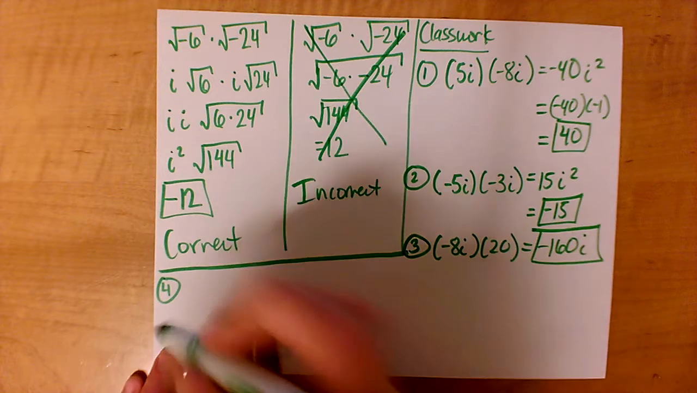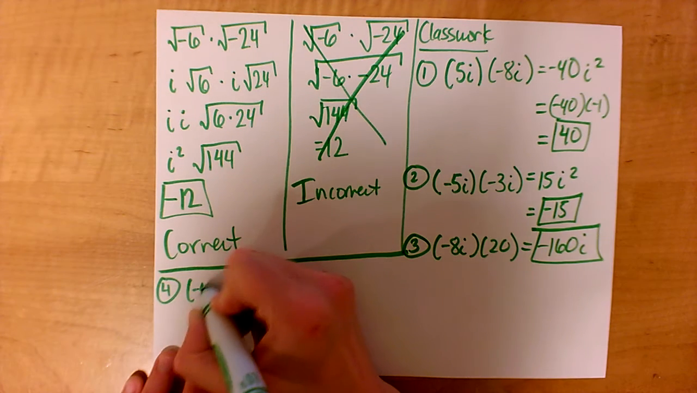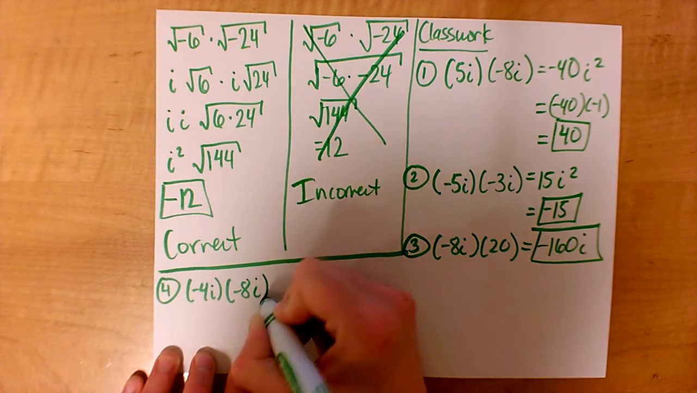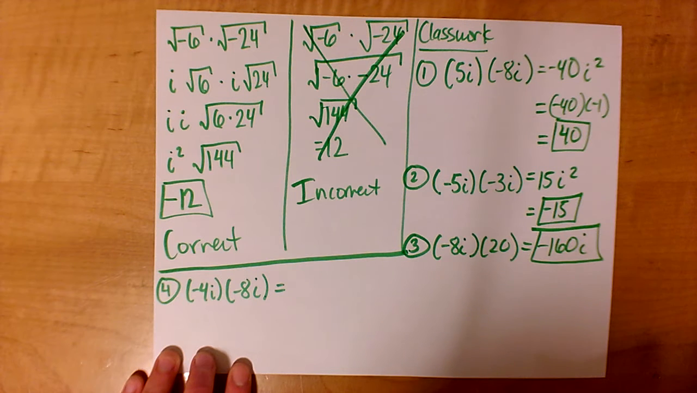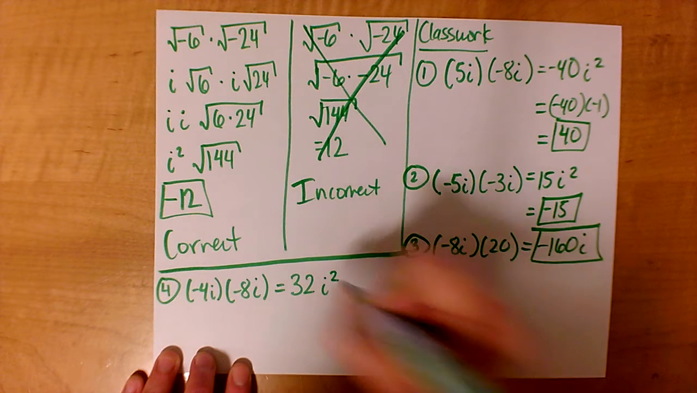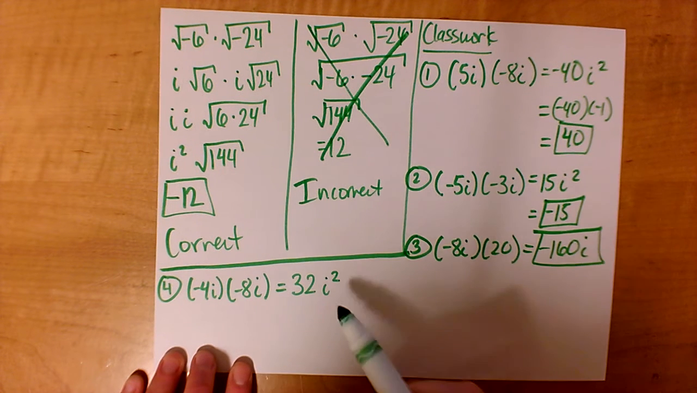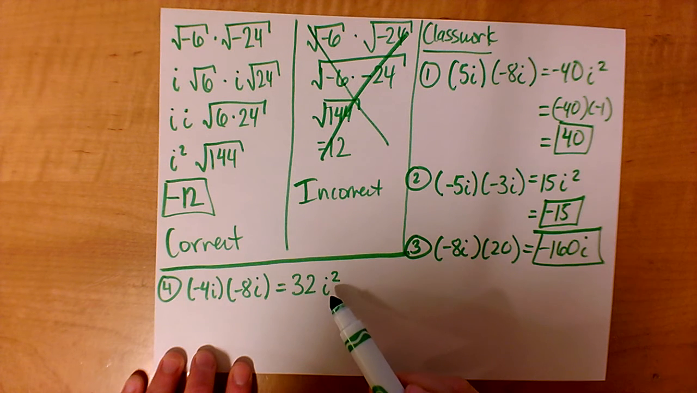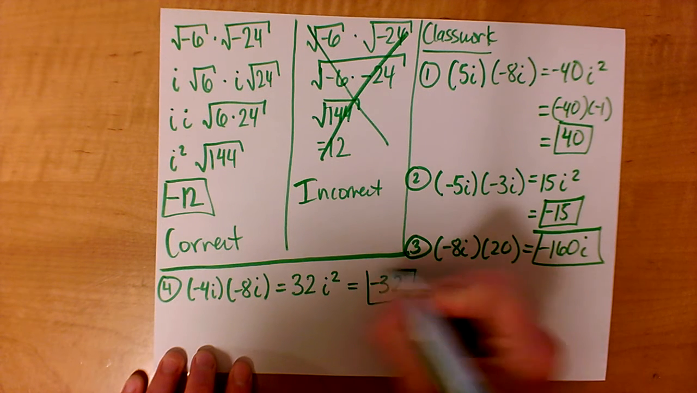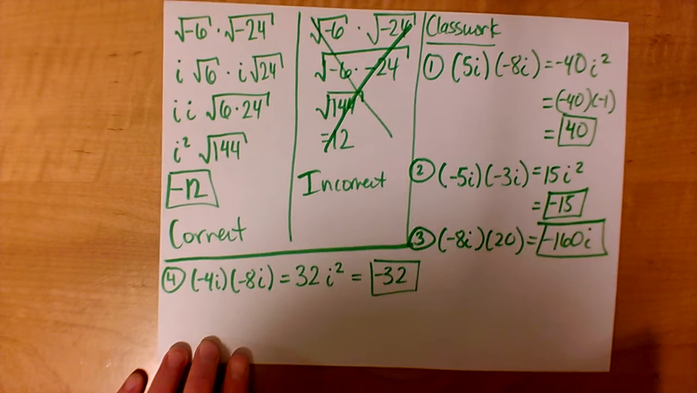Moving on to number 4. So for number 4, we have negative 4i times negative 8i. So negative 4 times negative 8 is a positive 32. And then we have I squared. So I squared, remember, is the same thing as negative 1. So this answer is going to turn into a negative 32.